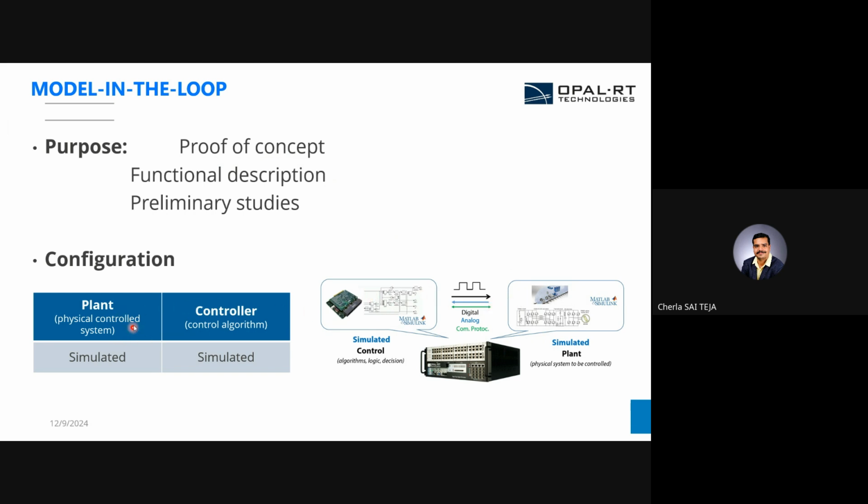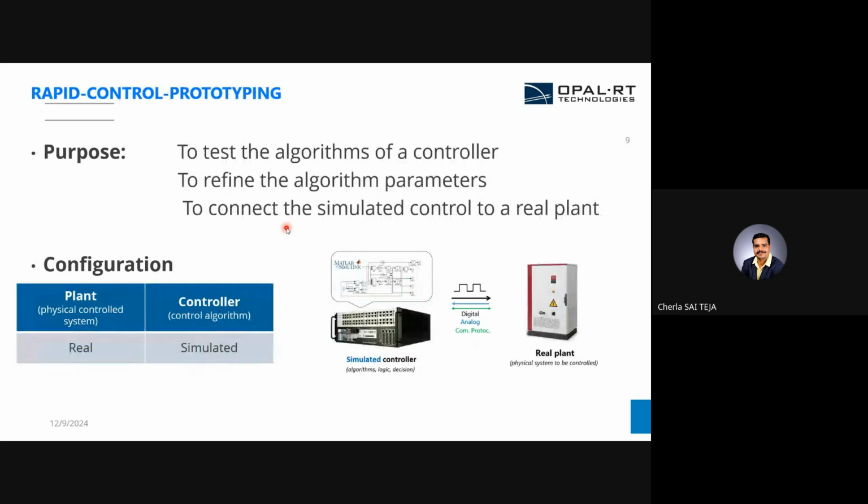So here both plant and controller are simulated. This will help you understand the functionality description, and we can call it a preliminary study. Once this is done, depending on the availability of the physical system, we can go for either rapid control prototyping or hardware in loop simulation.